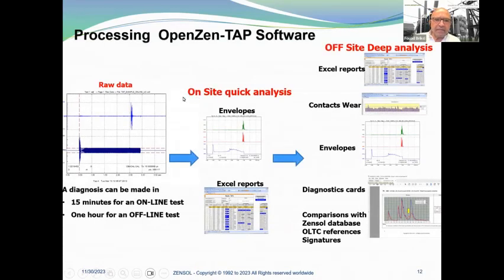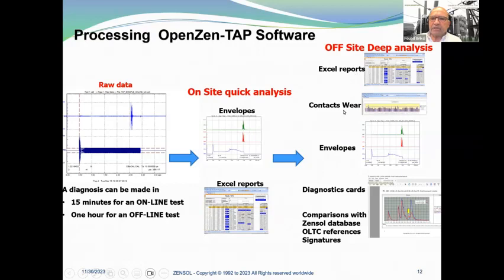So this is typically what we do. First of all, we record and we get raw data. And the raw data is typically this: here we have an AC current, motor AC current. Here we have the vibroacoustic signal. And from this, we extract what we call the envelopes, the Hydro-Quebec envelopes. We get an Excel report.